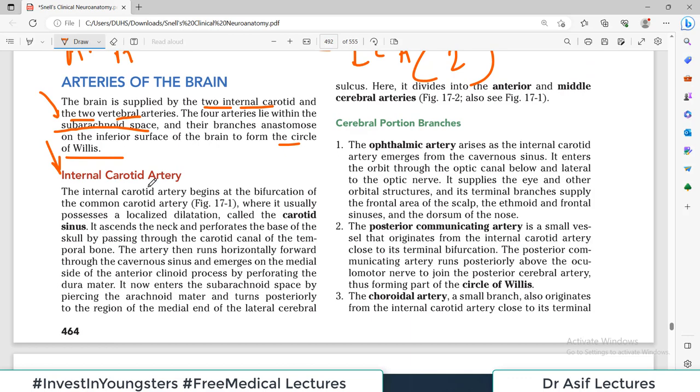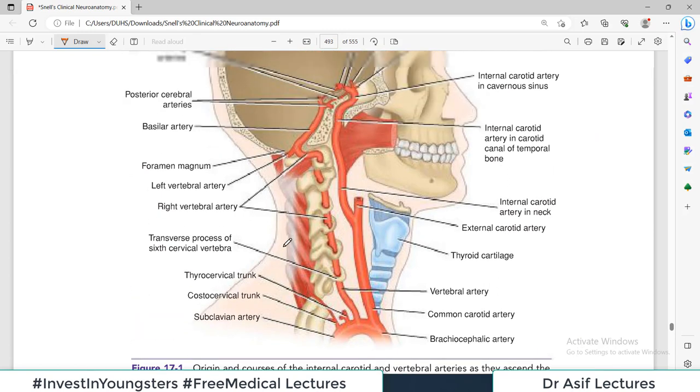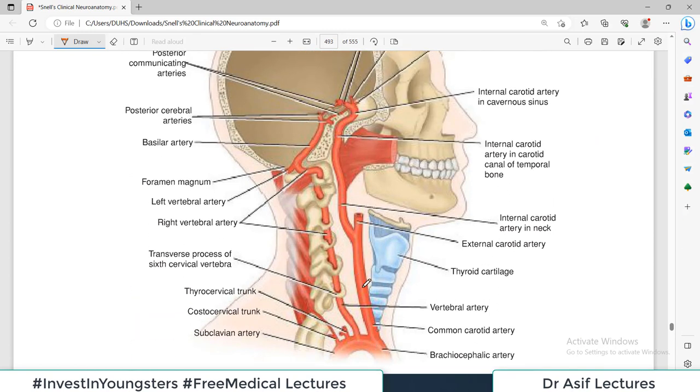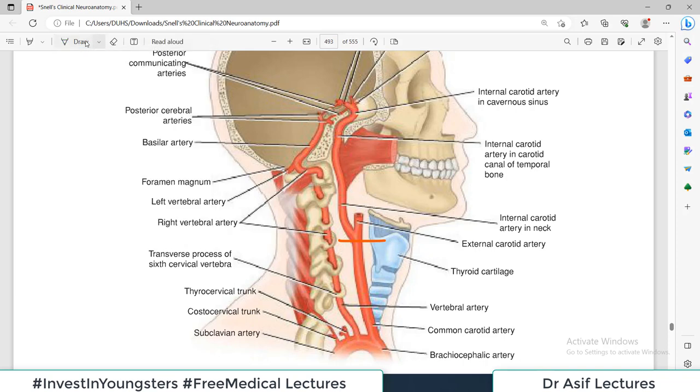Now, the internal carotid artery, you know that it arises from the common carotid artery. So, if you look at this diagram, in the neck region, we have the common carotid artery. And this common carotid artery, at the upper laryngeal area, at the landmarks of the larynx, which you are studying now and have been told before as well. It has two terminal branches.